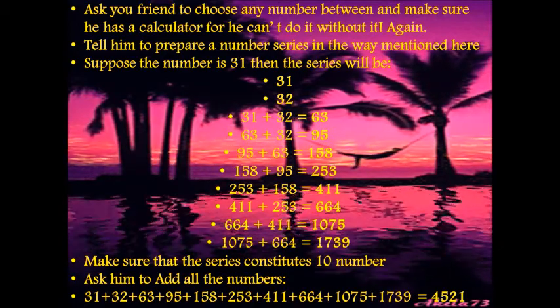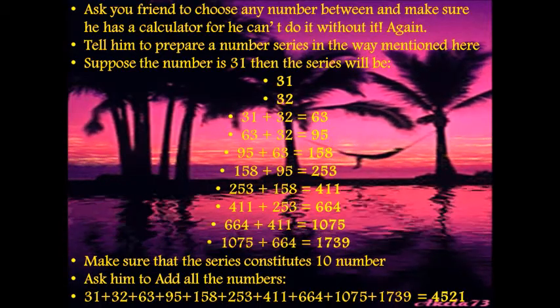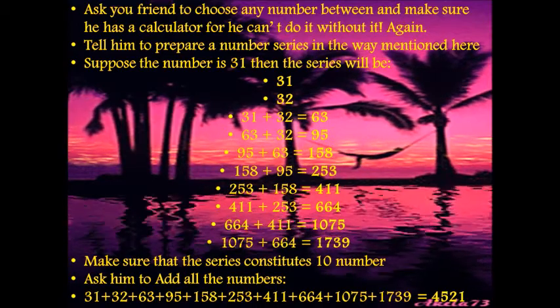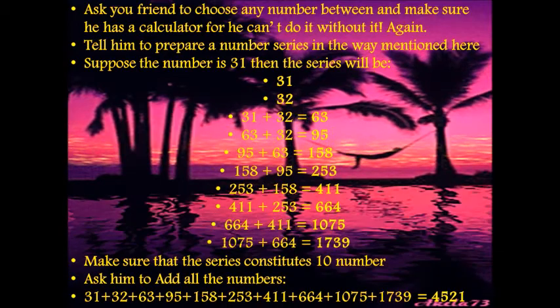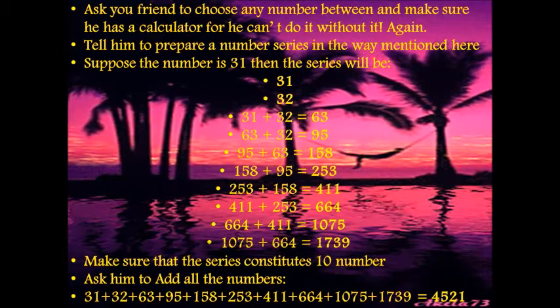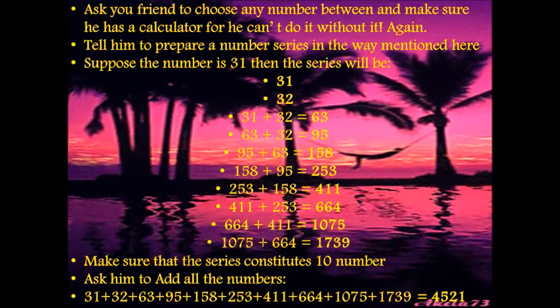Suppose the number which he chooses is 31, then the series will be 31, then the consecutive number 32, then 31 plus 32, that's 63. So the third number in the series will be 63, and so on. 32 plus 63 becomes 95, then 95 plus 63 is 158, then 158 plus 95 is 253, and hence the series continues.